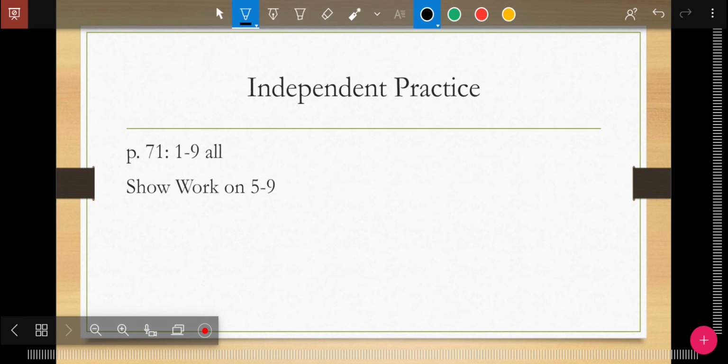All right, that's the halfway point of the lesson. To page 71, 1 through 9, you must show work on 5 through 9.